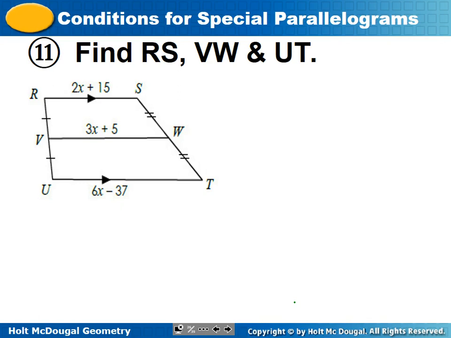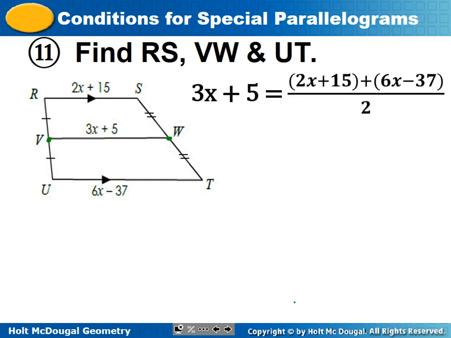This last one, again, this time we just have 3 equations. And again, we have to be able to recognize that this is our mid-segment here, VW. So we're going to say VW is equal to (RS plus UT) divided by 2. So here again, we're going to get rid of that 2, and we're going to combine our like terms. So we're going to multiply both sides by 2.